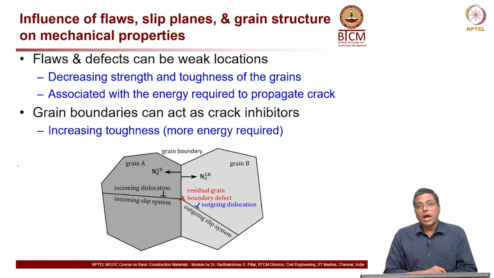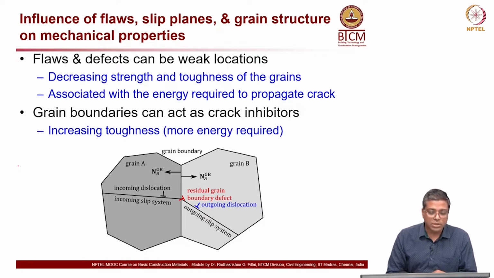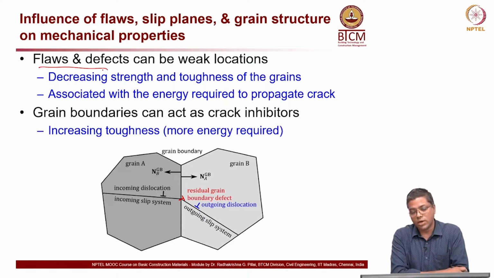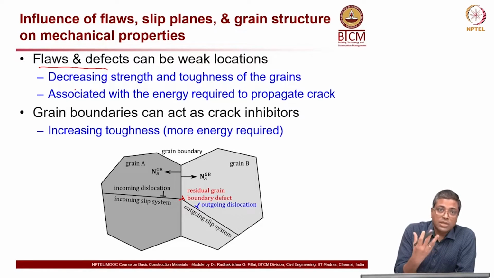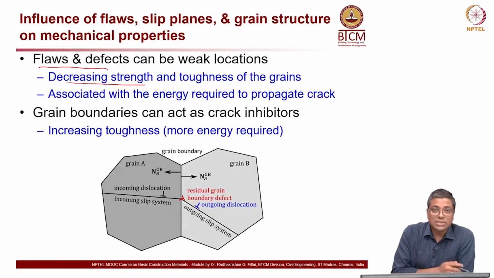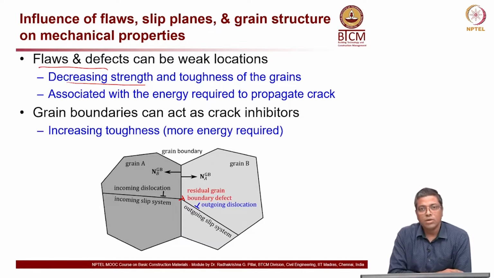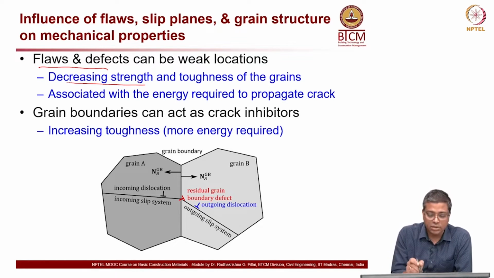Anyway, now how these slip planes, flaws and grain structure influence the mechanical properties. They do have an influence on mechanical properties, and these defects, like edge dislocation or screw dislocation, can be the weak locations within the bulk material. Because they tend to be weak, they tend to decrease the strength of the material. If there are a lot of defects in the material, voids, cracks, etc., then the material in general will have lower strength, and it might also reduce the toughness.